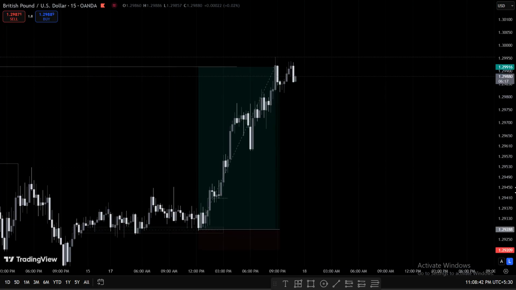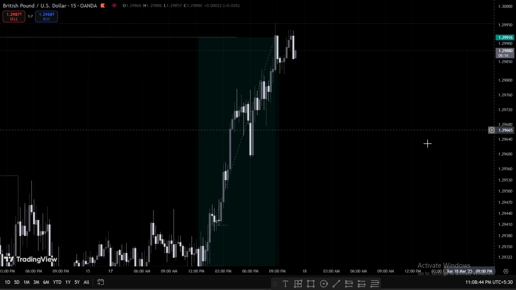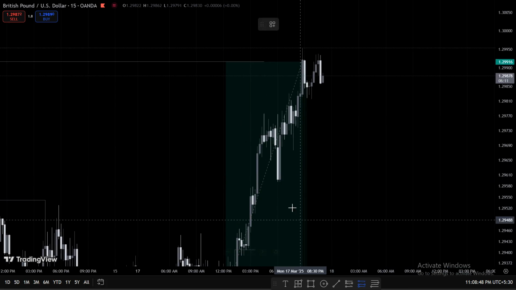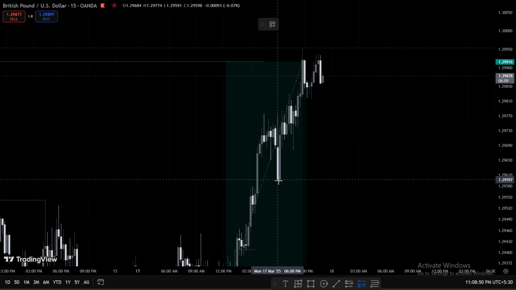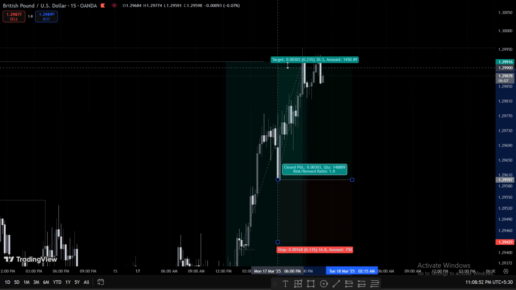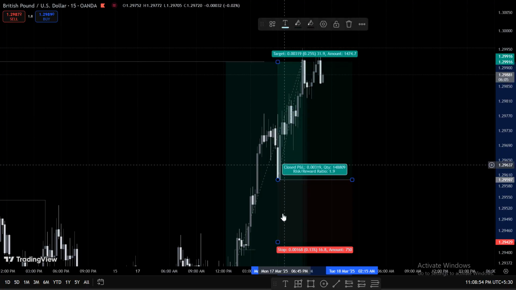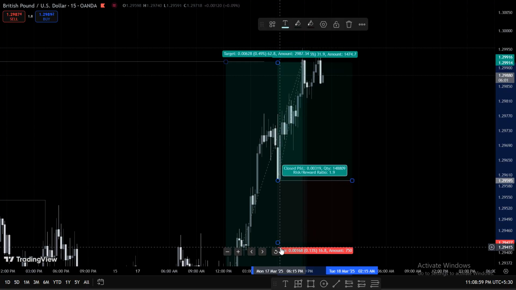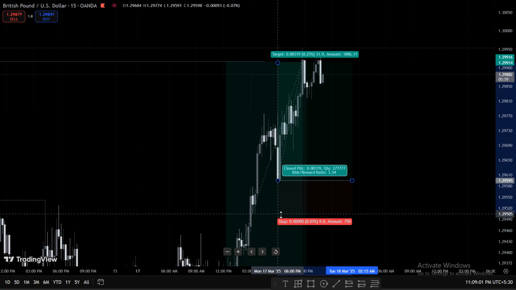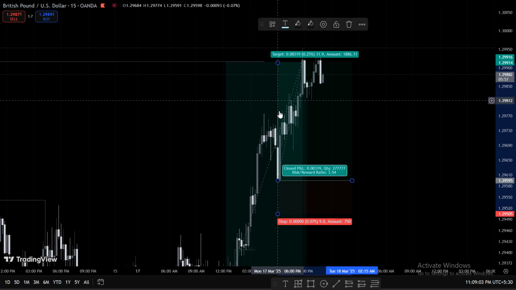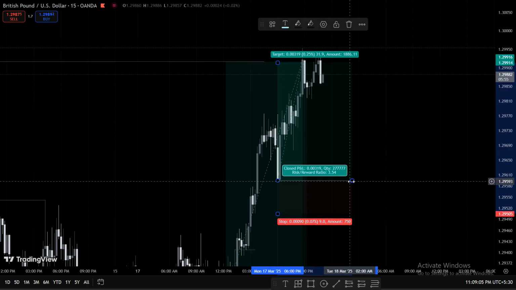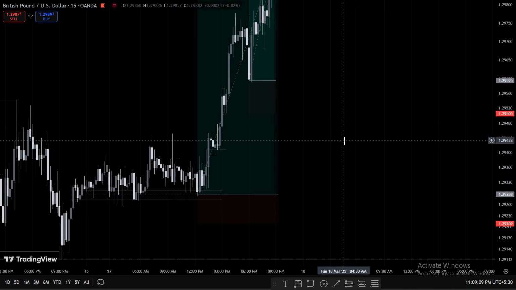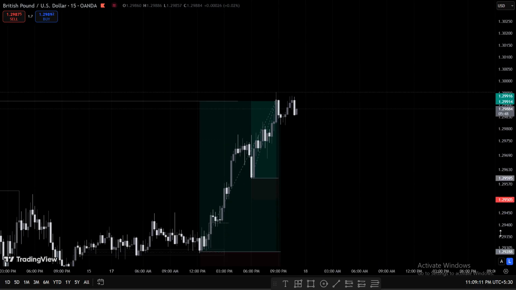Also in the New York session, price traded into this buy side imbalance, and it also was a good trade. I would have put my stop loss somewhere around 9 pips and take profit around 31 pips. This would have been a 1 to 4 trade. So both were good trades. Today was a very good trading day.